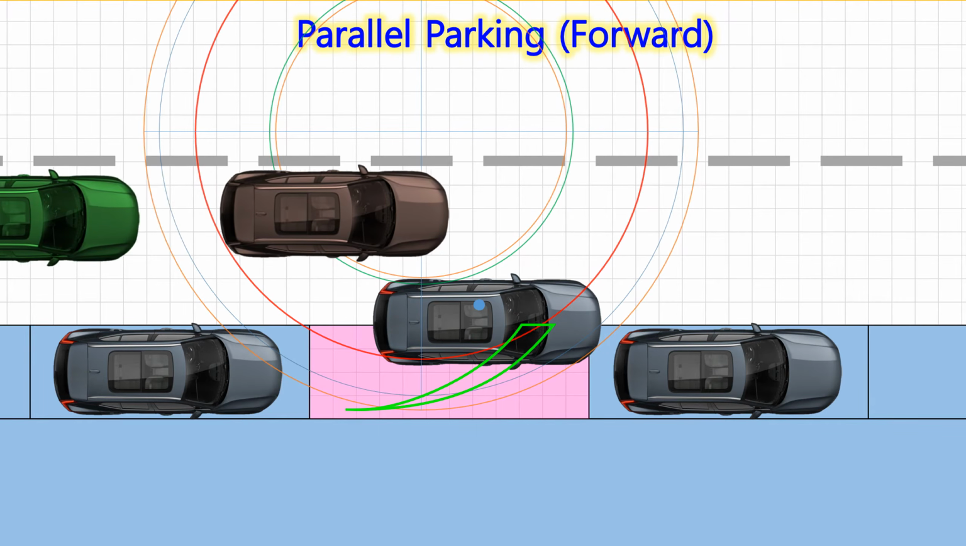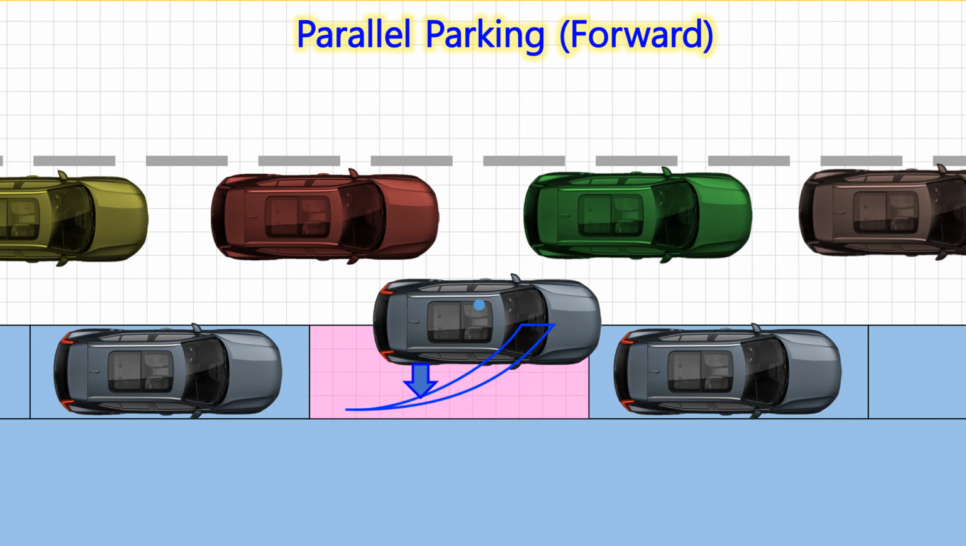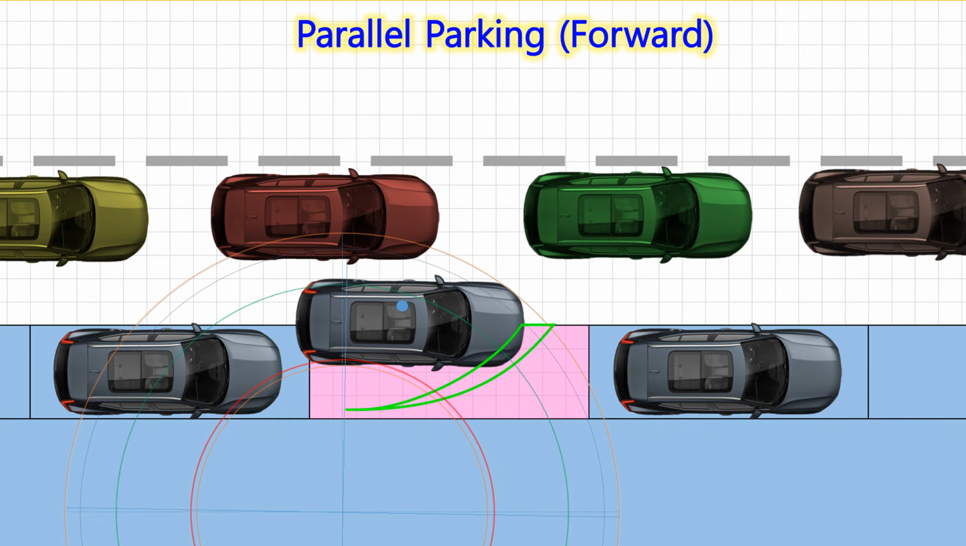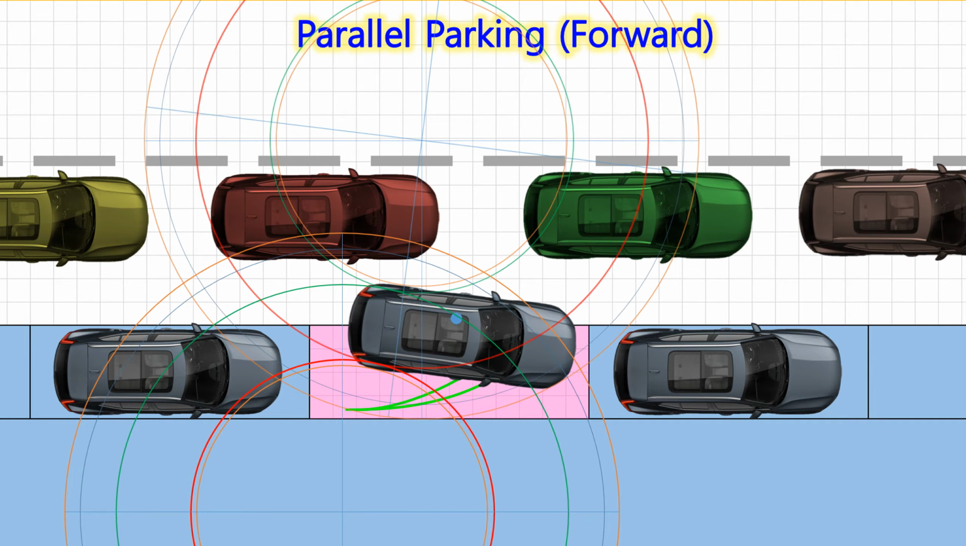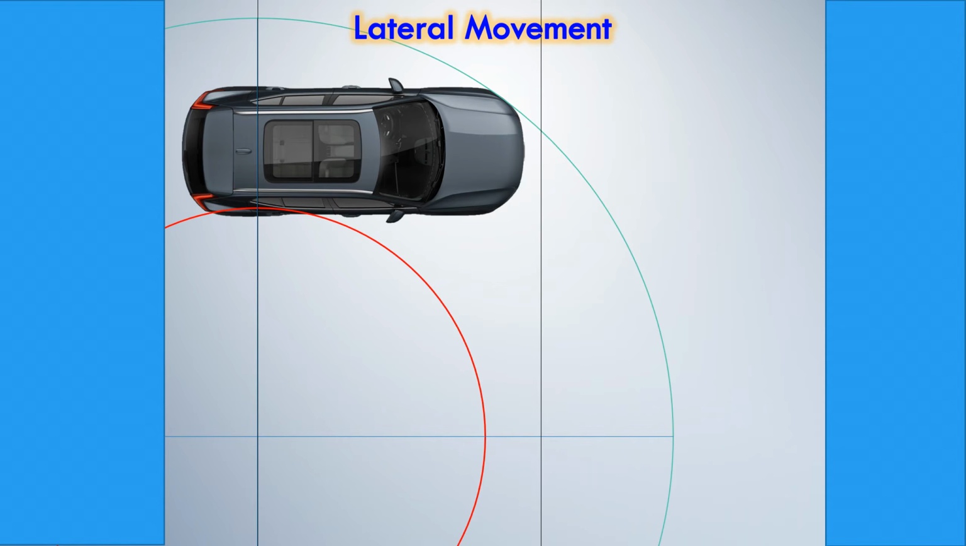In a situation where there is a lot of traffic on the road, in order to place the right rear wheel in the green zone, it must be moved in the lateral direction within a given space. Let's see how to move the car laterally, which is a very informative tip for novice drivers. Let me show you step by step in detail.